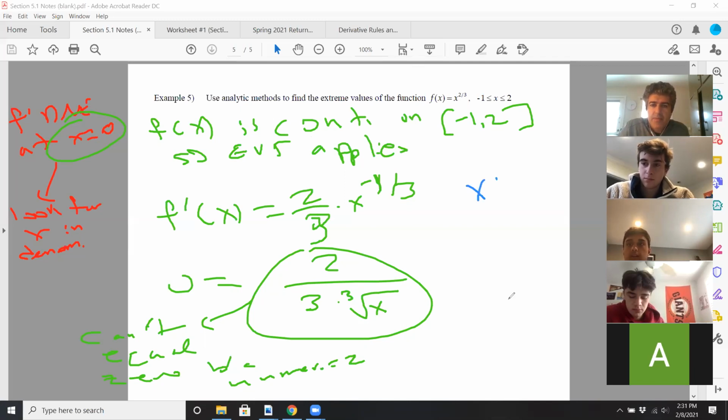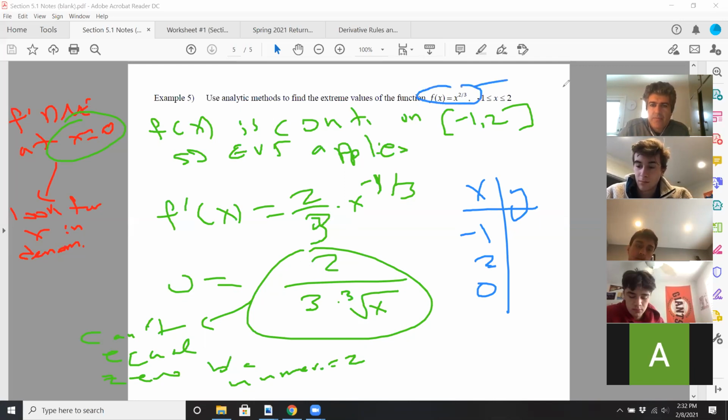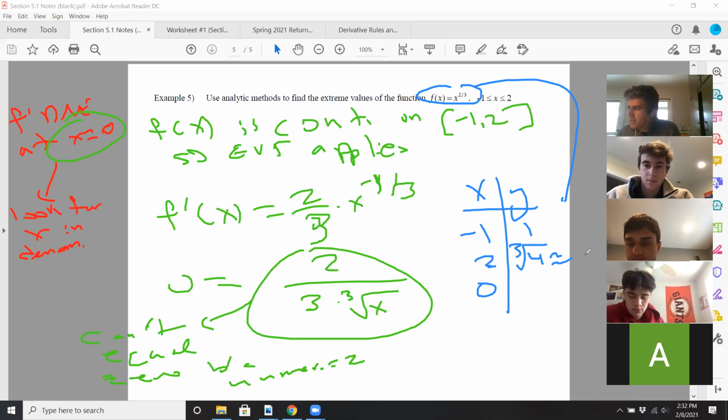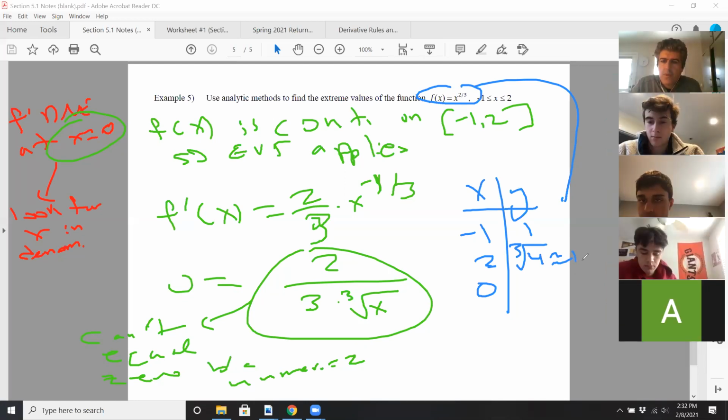So now I make a table. -1 and 2 are my endpoints. 0 is what made the derivative undefined. Now I plug -1 into the original function here. -1 raised to the 2/3 power. You have to square the -1, so it becomes 1, and the cube root is still 1. For 2, that's going to be the cube root of 4 if you were to work that out, which I think is, hold on a sec here, 1.587 roughly. And then if you plug in 0, you get 0.